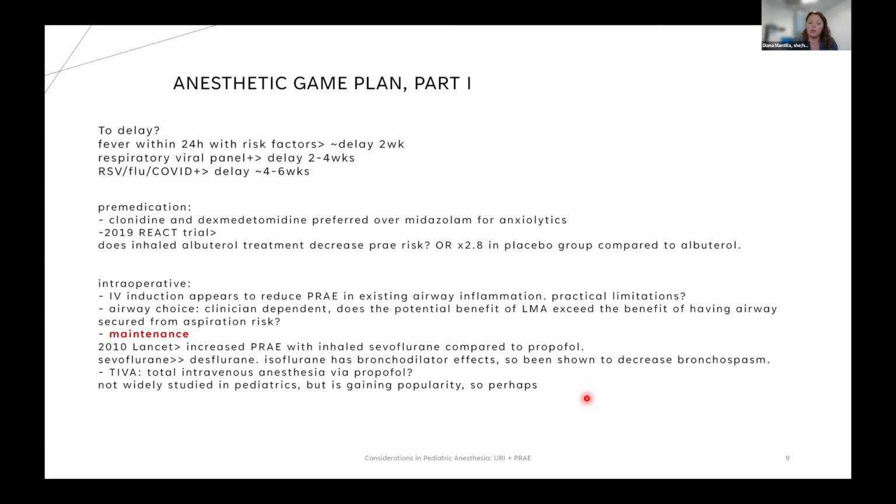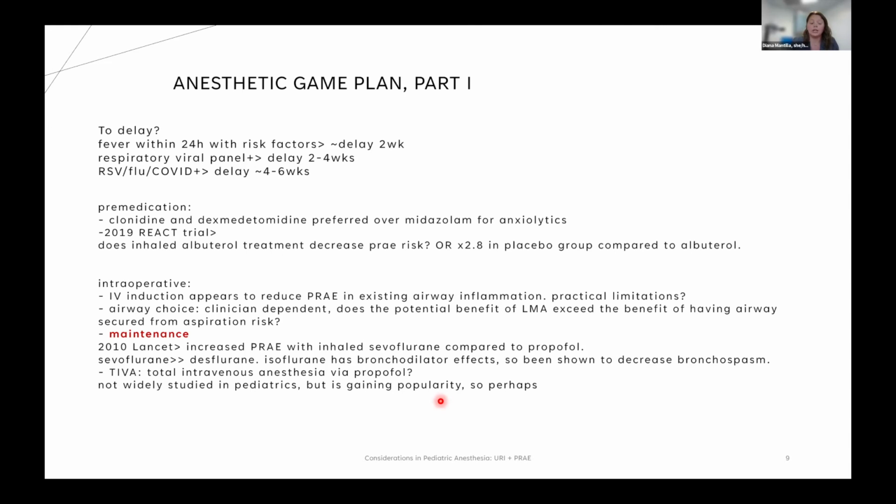But yet propofol is not widely used for these patients. And it's interesting as to why. It's gaining popularity, but it's not necessarily widely studied in pediatrics. And I think this is an avenue for further research in the field.